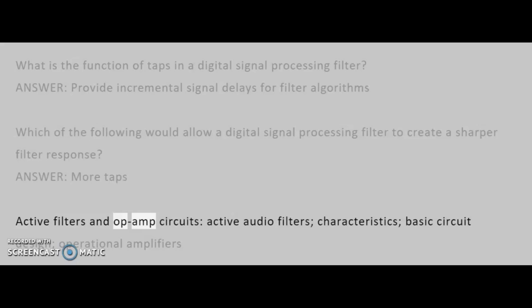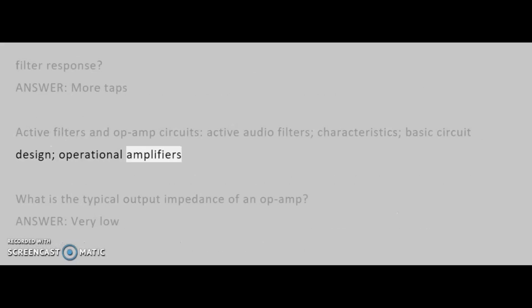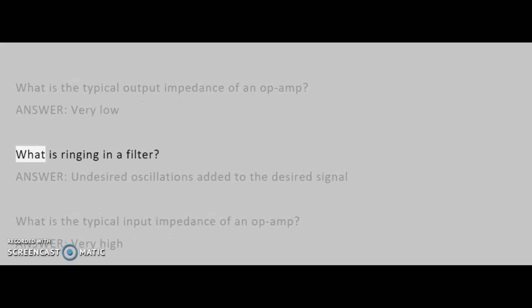Active filters and op-amp circuits, active audio filters, characteristics, basic circuit design, operational amplifiers. What is the typical output impedance of an op-amp? Answer: very low. What is ringing in a filter? Answer: undesired oscillations added to the desired signal. What is the typical input impedance of an op-amp?